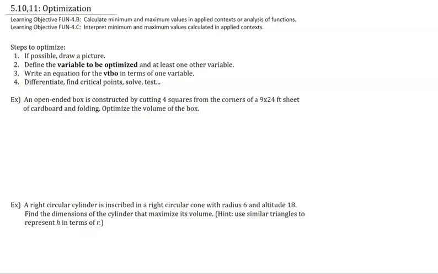Sections 5.10 and 11 are about optimization problems. Basically, we are taking what we did in 5, I want to say 5.5, where we found absolute max or min values, and we are turning it into an application. The tricky part is going to be coming up with the formula ahead of time, the equation that we will use in order to maximize or minimize.